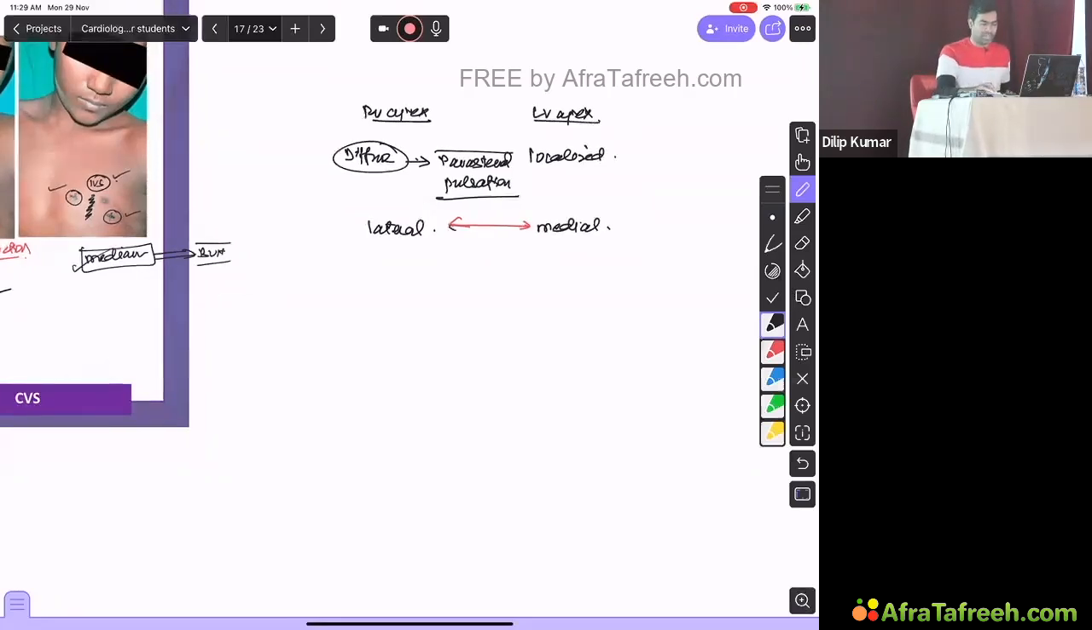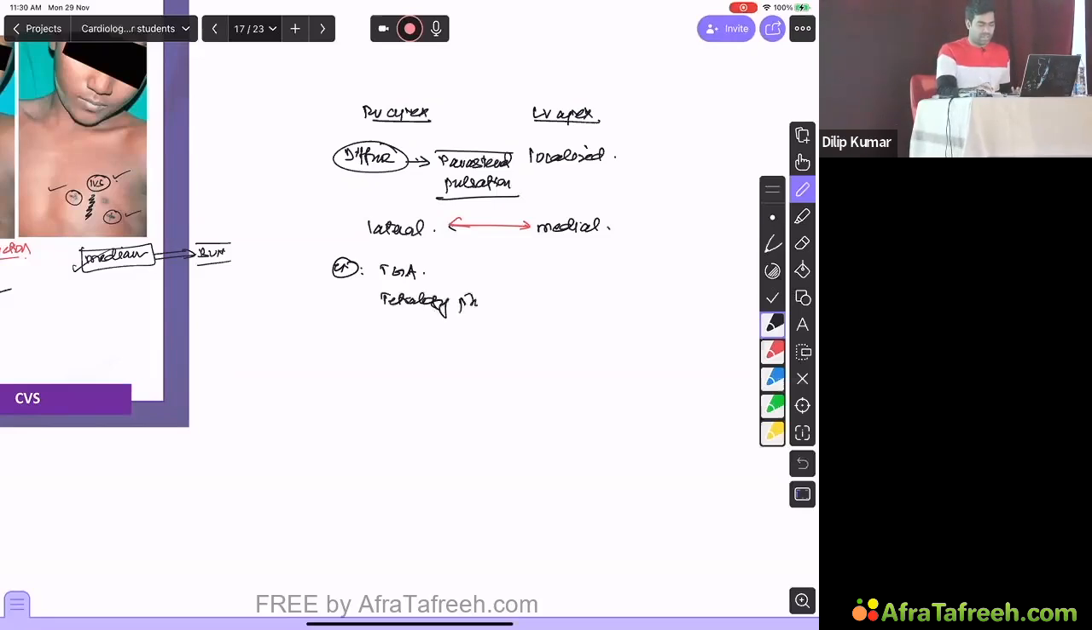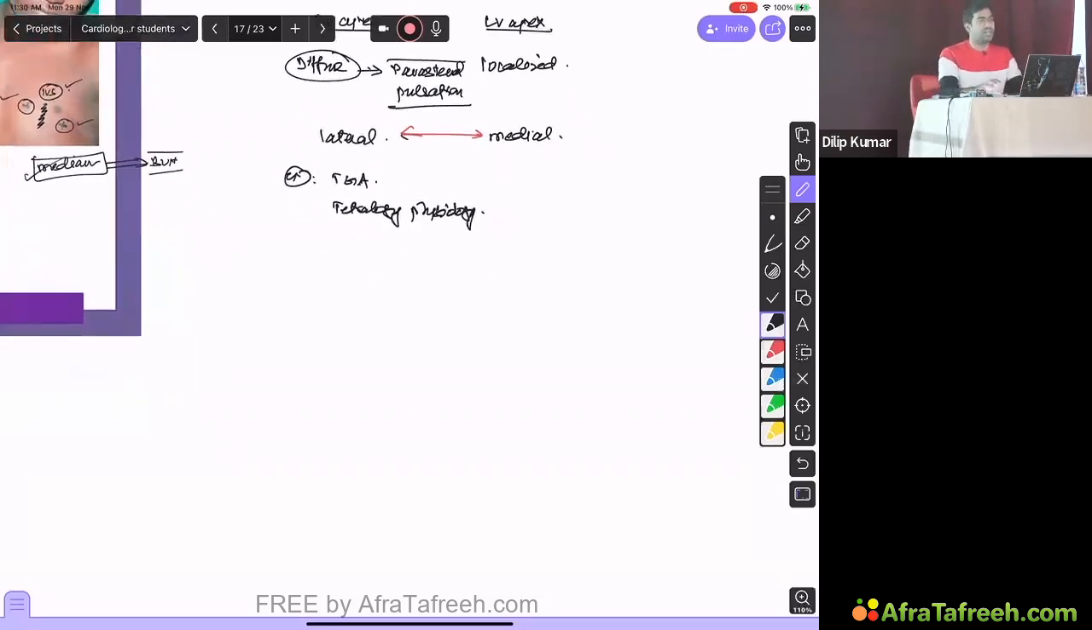What are the examples where you can see an RV apex? Any condition that produces right ventricular volume overload. For example, you have something called transposition of great vessels, then tetralogy physiology. So there is an umbrella term called tetralogy physiology where many diseases will come under one single area. So in all these situations, you might be able to see an RV apex.